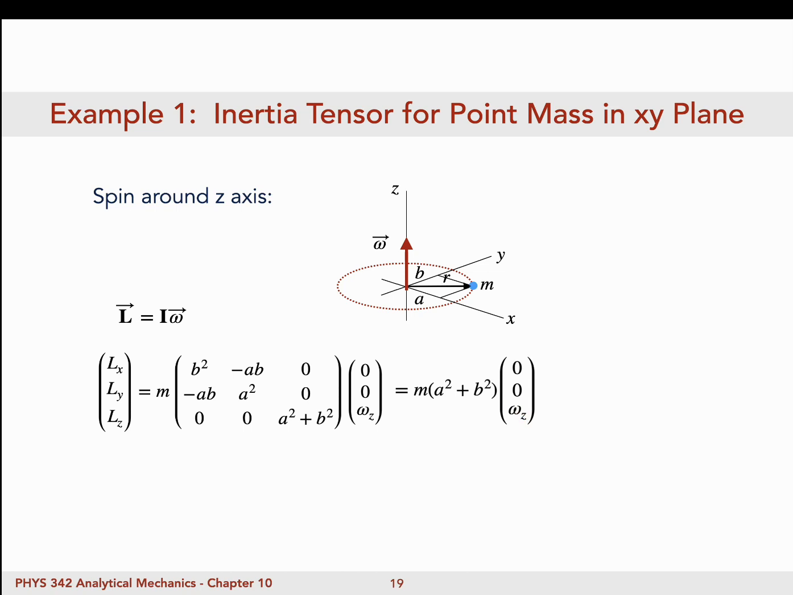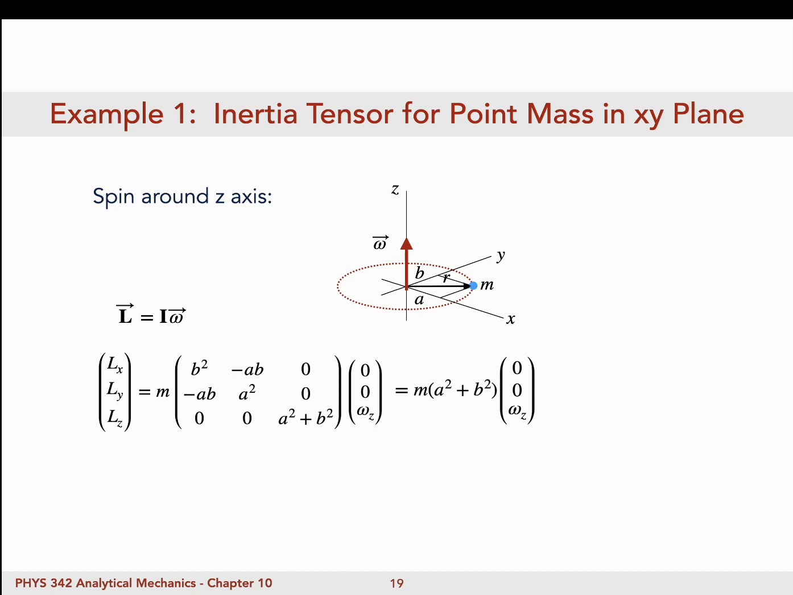What that means is that the angular momentum vector points in the z direction because the other components of it are 0. So in this case, we find that the angular momentum vector points in the same direction as the angular velocity vector.